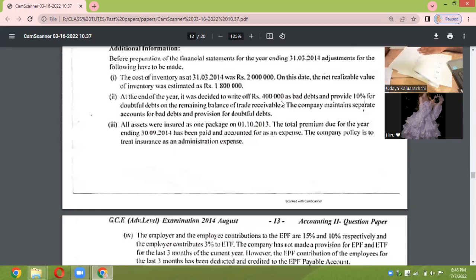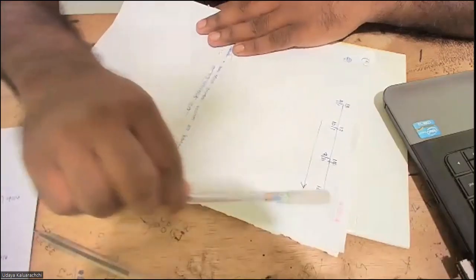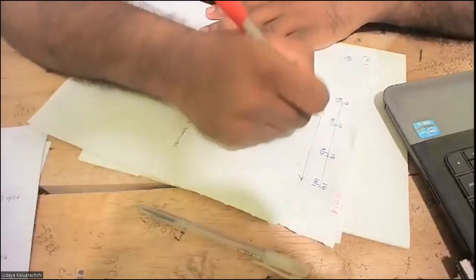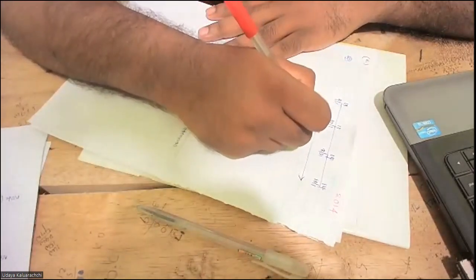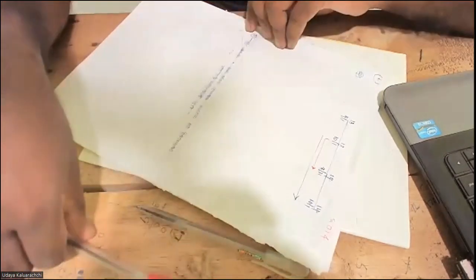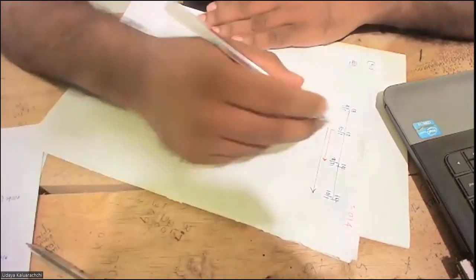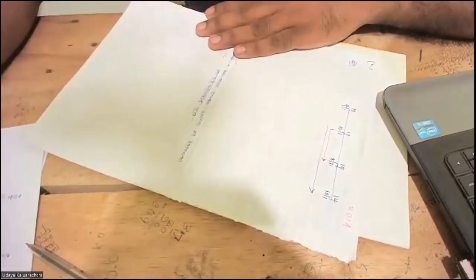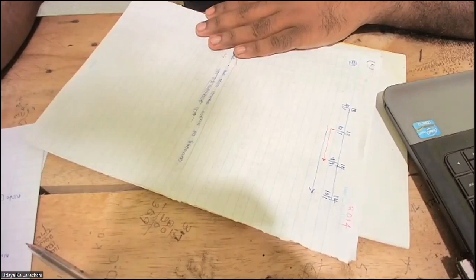Right. But here our time period is 6 months. Right. We have to consider only for 6 months. It is the expense. So this is a prepaid expense. Prepaid expense.